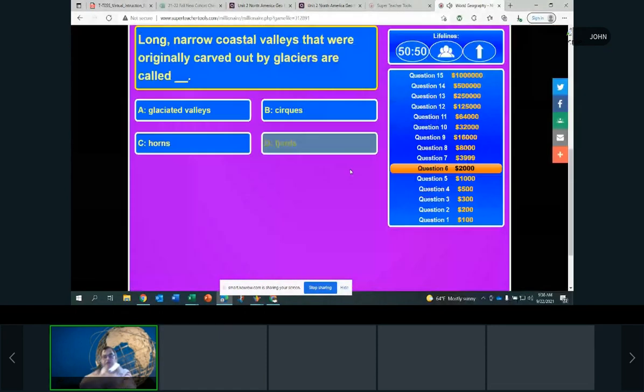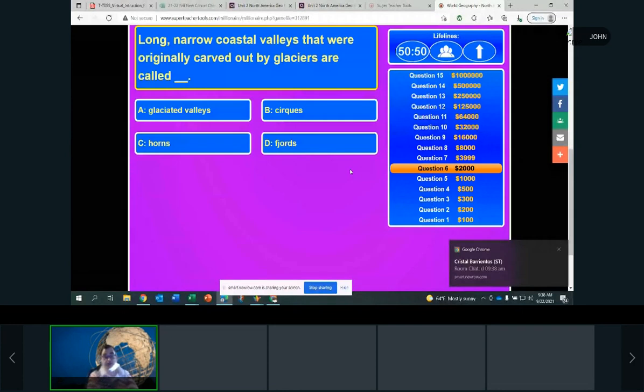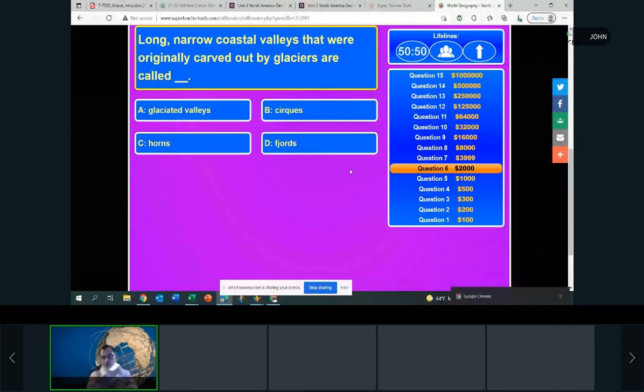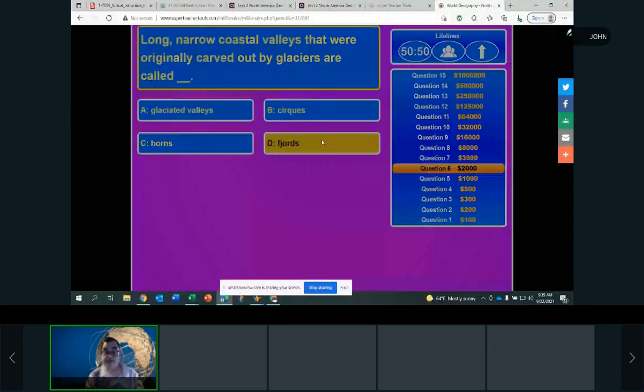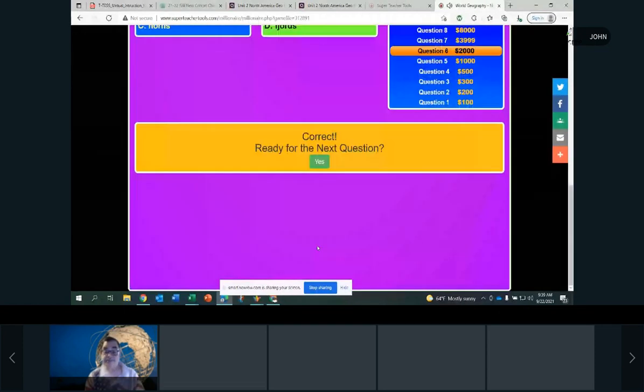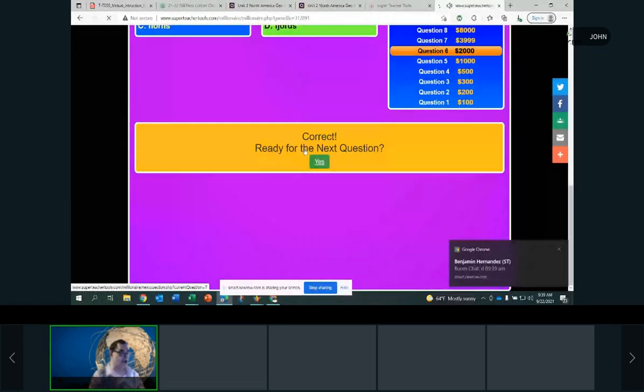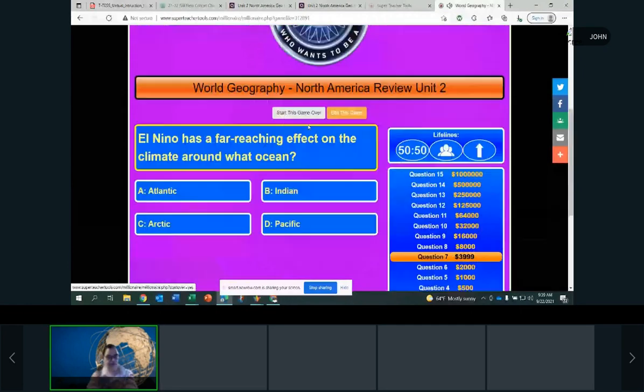Long, narrow coastal valleys that were originally carved out by glaciers are called glaciated valleys, cirques, horns, or fjords. This one's a tougher one, isn't it? Okay, so everybody's saying D, and the answer is, you're right, D, fjords, which is where you'll find them in the north.